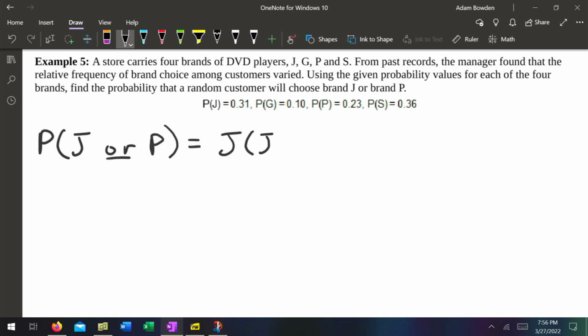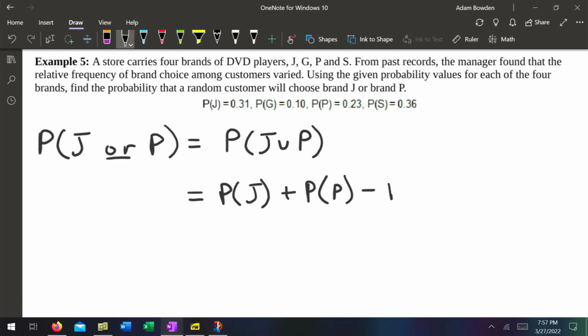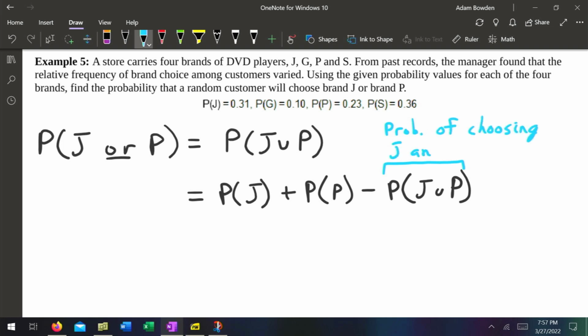So we want to find the probability of somebody choosing J or P, which would be the same as the probability of J union P. So that would be equal to, by the formula, the probability of J plus the probability of P minus the probability of J intersect P. Keep in mind that the last one stands for the probability that somebody chooses brand J and brand P. But in this case, we're considering that they're not going to choose both at the same time. So these are actually mutually exclusive events.